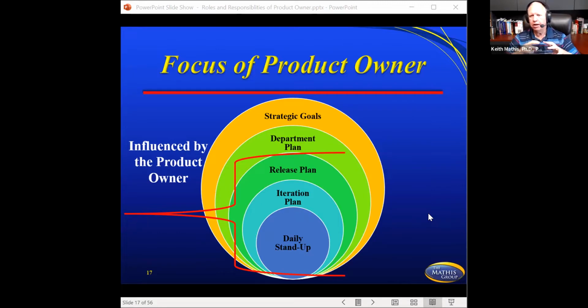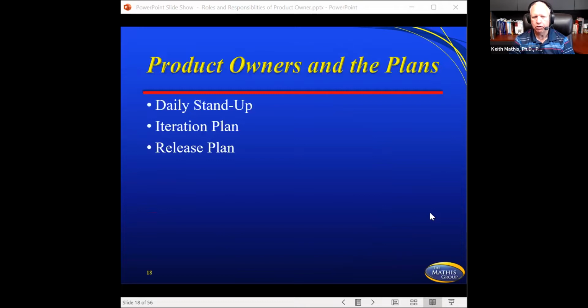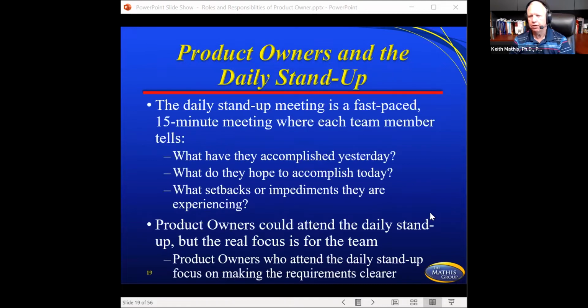And then the daily stand-up meetings, which are going to be 15-minute meetings that are going to be done by the team every morning, where they talk about what they did yesterday, what they're doing today, and were there any problems or impediments that caused them any kind of problem as they were doing this. So these different types of plans are going to be plans that the product owner is constantly dealing with. The daily stand-up meetings, the iteration plans, the release plans, all of those are going to be coming up. So let's talk about the stand-up for a moment.